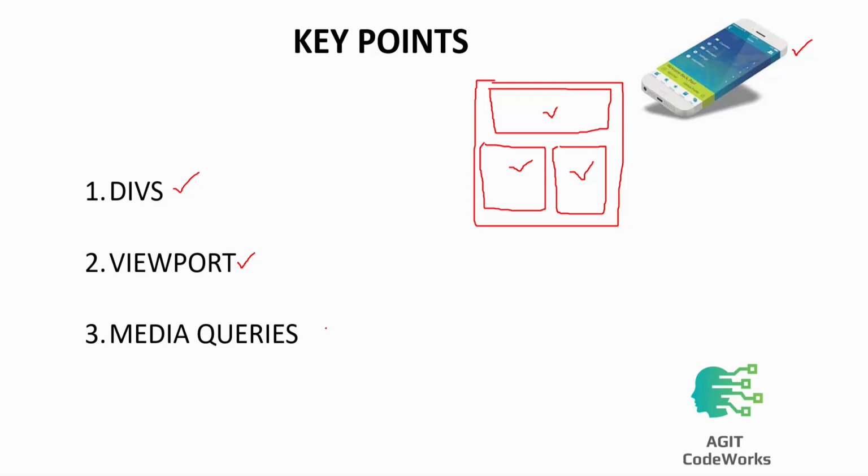Then lastly, media queries. Media queries. Now, what's a media query? Okay, a media query is basically a part of your code that enables your page to look different on one device and also different on another device. Okay, a typical example, let's look at this simple example.